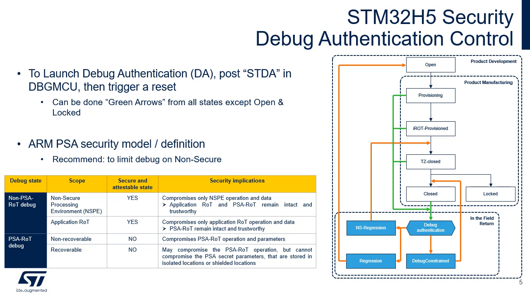Non-recoverable PSA ROT debug applies to devices that are not able to protect the PSA parameters and are not able to ensure that the debug has not compromised the secure state. This type of device should make the PSA parameters permanently inaccessible on entry to debug. The only valid next step is regression or NS regression. Non-PSA ROT debug is restricted to non-secure processing environment and application ROT operation and data. PSA ROT remains intact and trustworthy.